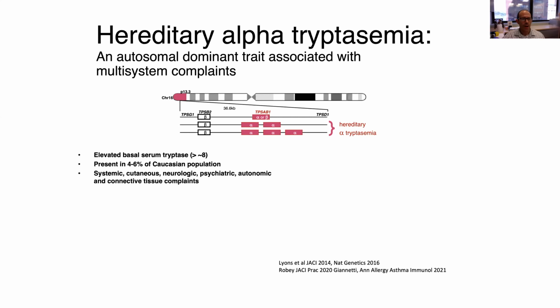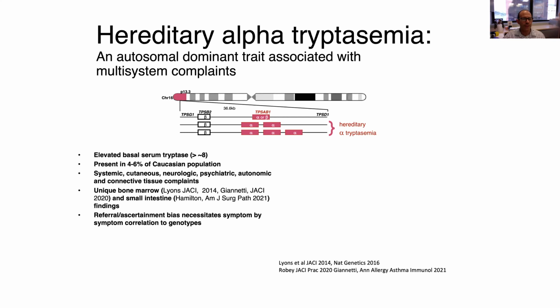Those duplications of alpha tryptase that are genetically inherited in Caucasians explain the overwhelming majority of the elevations in serum tryptase at baseline. When we first reported this, it looked to us like this was a rare disease that had systemic, cutaneous, and neurologic, psychiatric, autonomic, connective tissue complaints associated with mast cell degranulation, not associated with mast cell degranulation. There have been some further studies showing unique bone marrow findings, small intestine pathology findings, but there's a massive referral and ascertainment bias. We need to be able to go into an untouched population of volunteers who've sent in their blood so that we can see what their basal serum tryptase level is, who have a genotype to see if they have hereditary alpha tryptasemia, and then who have put their symptoms down without knowing whether or not they have elevated serum tryptase. That's what we need. Only small studies like that have been done.